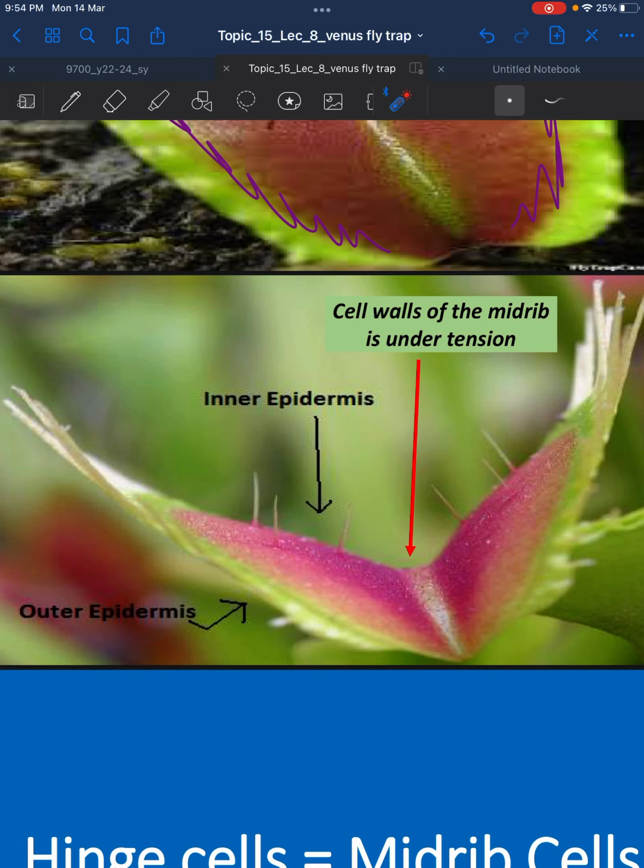So the nectar is around here, around the edge. This is the nectar.